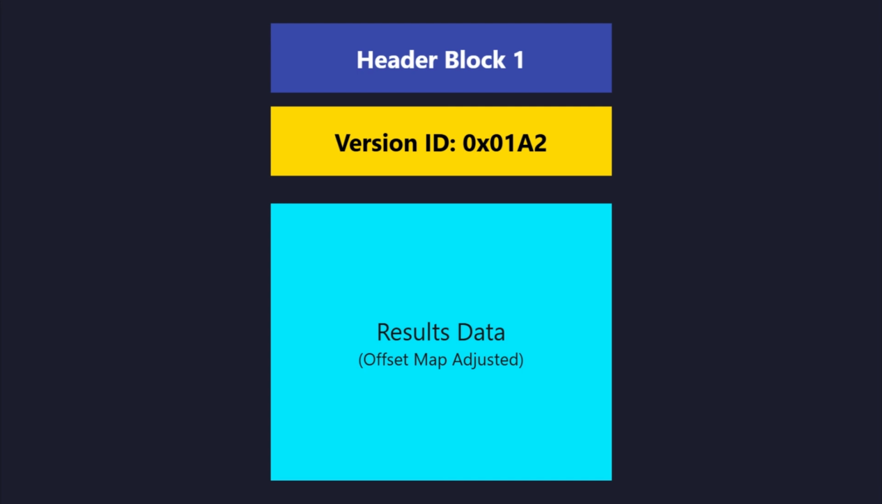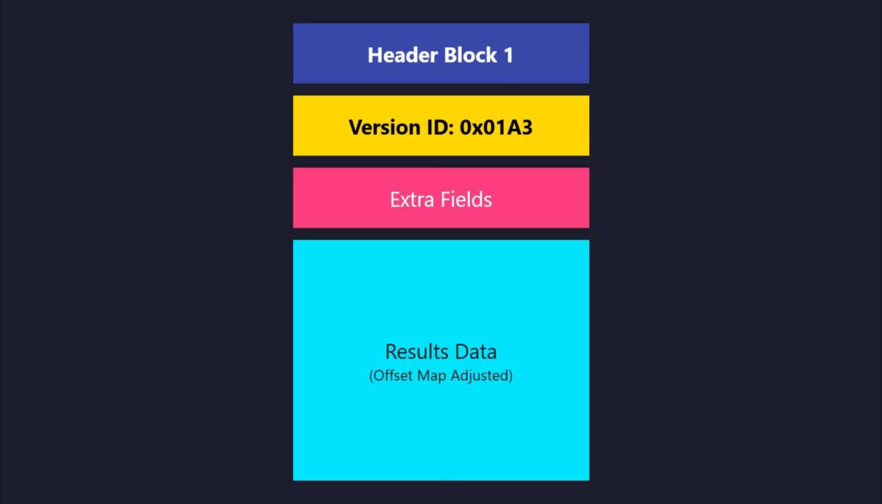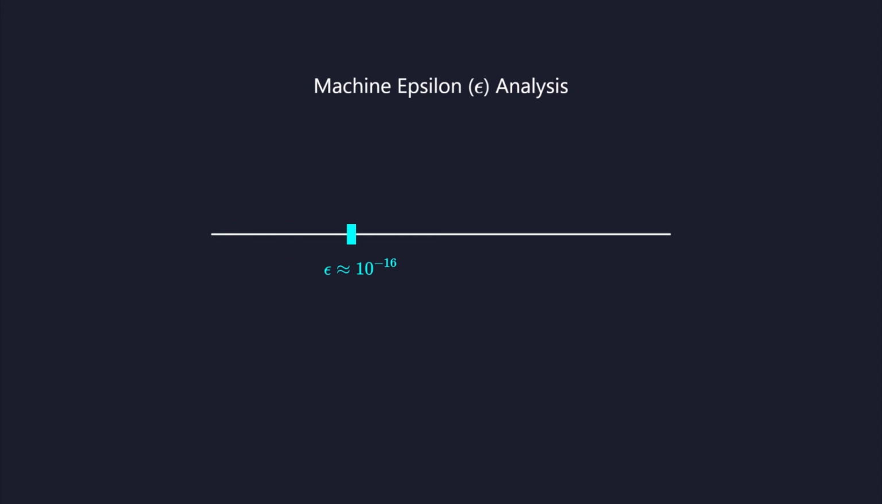Extract the file version by searching for the first 4 bytes of the second header block. Newer versions of CAE software often introduce extra fields for advanced material models, which will shift the offsets of all subsequent results. Your code must detect this version to apply the correct offset map.